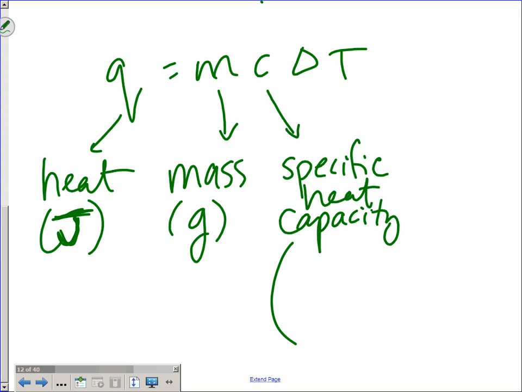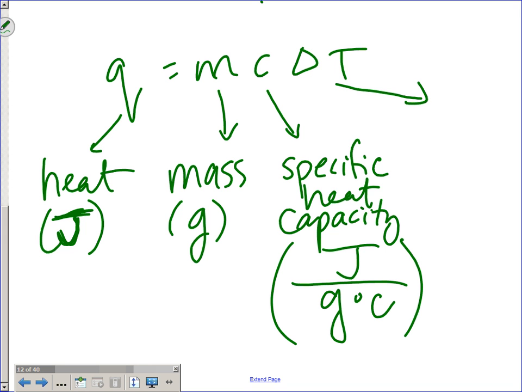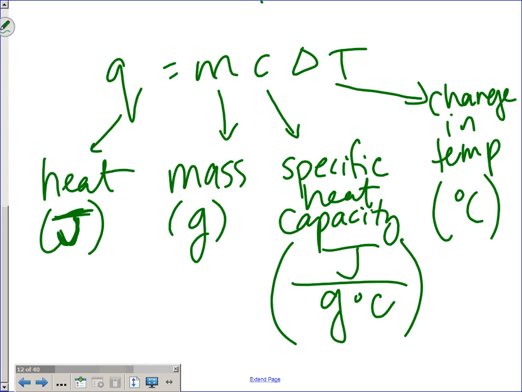This value is the big constant, like the R constant in gases, which is 0.0821 atmosphere liters per mole K. This is a big clumped up unit as well. Joules per gram degree C. And then temperature, delta T is what? I'm sorry, delta T is change in temperature. What unit would that be? Celsius. And again, one more time, how do we calculate that? T final minus T initial.